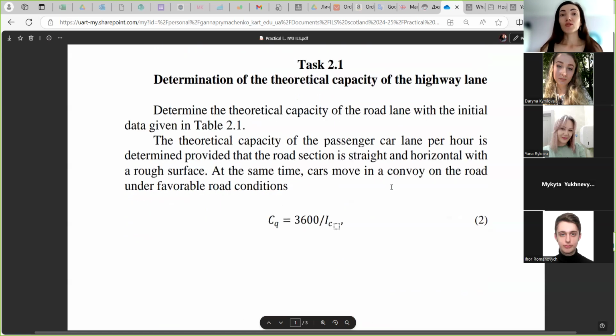So in your papers or in your documents, please write your first name and second name and write that we do today task number 2.1. We use this numeration from our methodical materials. And the topic of our practical lesson today is determination of the theoretical capacity of the highway lane. Please write it.